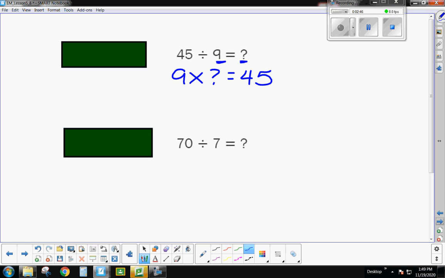So you could skip count by nines. You could think of our nines trick that we did a couple of days ago. Remember our nines trick? Take one off, make 9. What number would I take one off and get 4? 5, right? Also, the fact that it ends in a 5 is a pretty good clue too. So 9 times 5 is 45. And now this one, 7 times what equals 70? 7 times 10 equals 70.